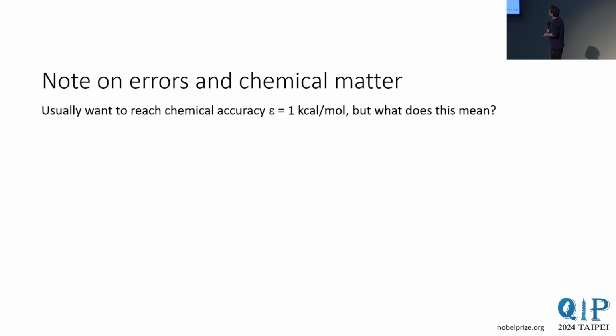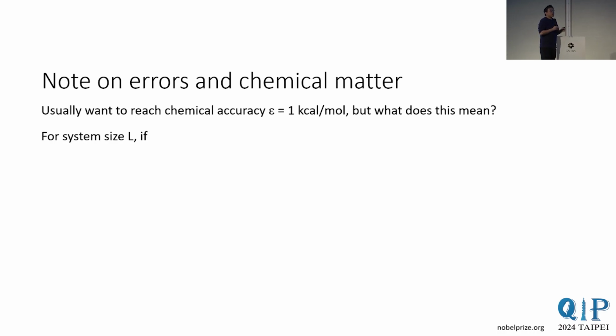So usually you say in chemical problems that you want to reach chemical accuracy in the energy, and this number is 1 kcal per mole. Someone asked me, why is it 1 kcal per mole? This is kT, just the typical thermal energy fluctuation at room temperature, about 1 kilocalorie per mole. But when I say this, the question is, what quantity is this an error in?